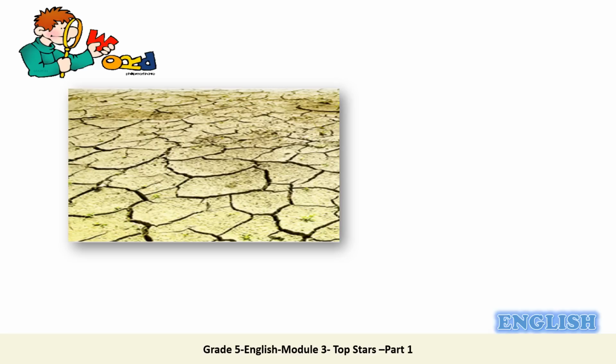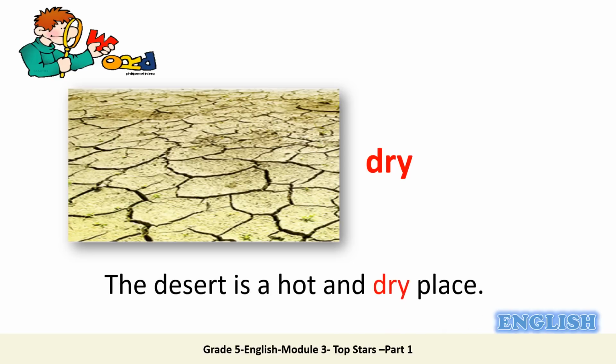Can you describe this land? Well, it's free from water. It's not moist, so it is dry. Excellent. The desert is a hot and dry place, and dry here describes the desert, so it is an adjective.